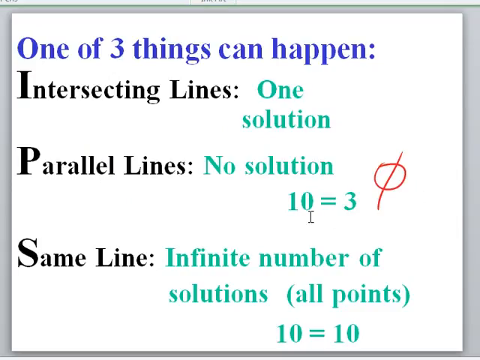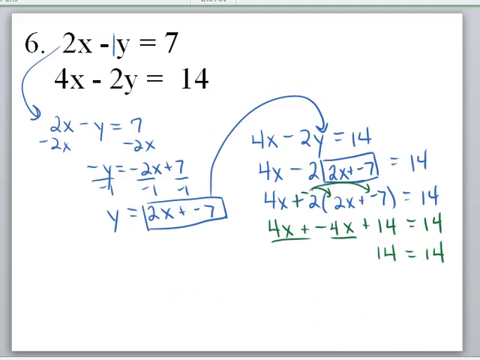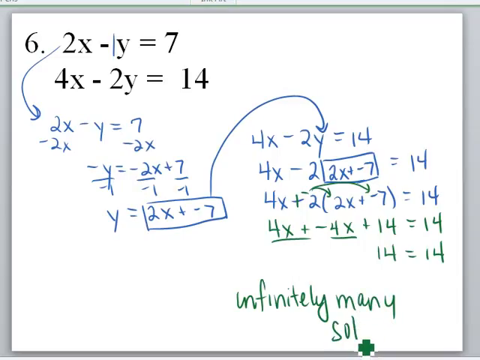We have no solutions if we get an untrue statement, or we can have infinitely many solutions if we get a true statement. So in this answer, right here, I have a true statement. So I know that it actually has, or is the answer, infinitely many solutions. So it means I have the same line. Another way you can tell if you have the same line is if you solve both of these for y, you actually would see that you would get y equals 2x minus 7 for both of them. But having this true statement also means that there's infinitely many solutions.